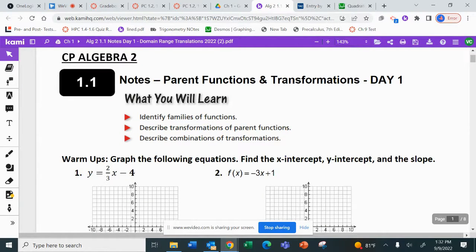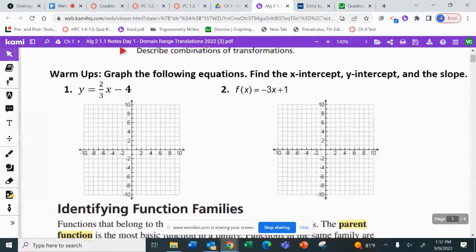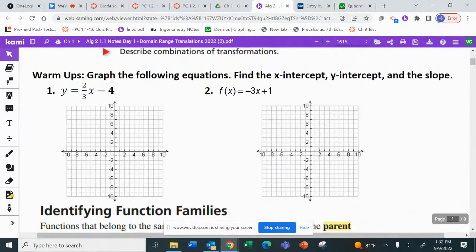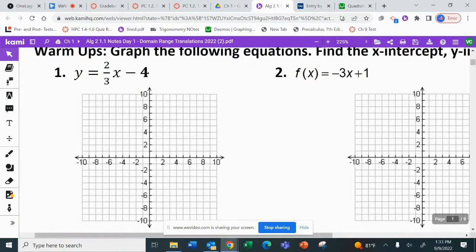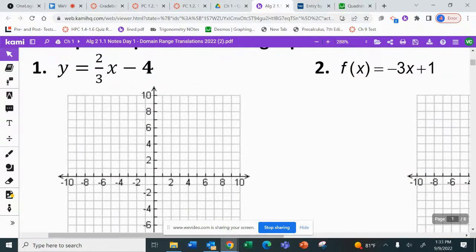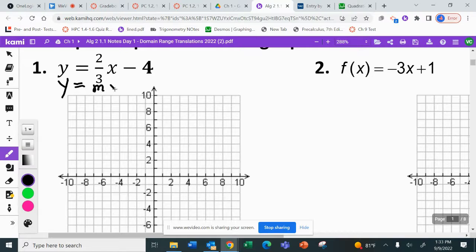Okay, we've got a quick review over finding the x-intercept, the y-intercept, and the slope, and graphing it. So I'm going to zoom in so we can see number one. Just to remind you, y equals 2/3 x minus 4 is in slope-intercept form, y equals mx plus b. Our m is the slope. So what is our slope? 2/3.